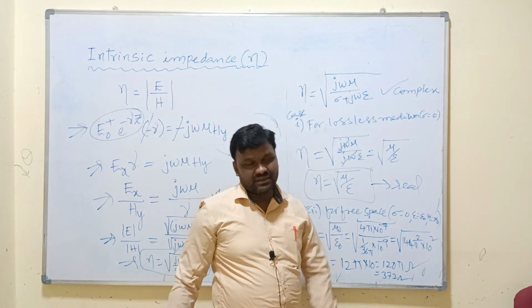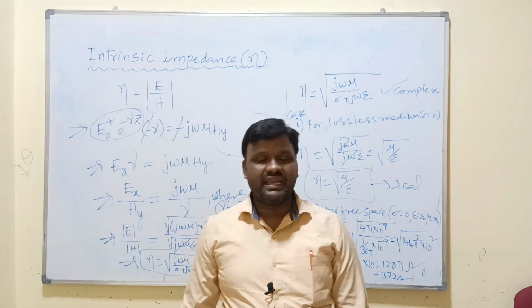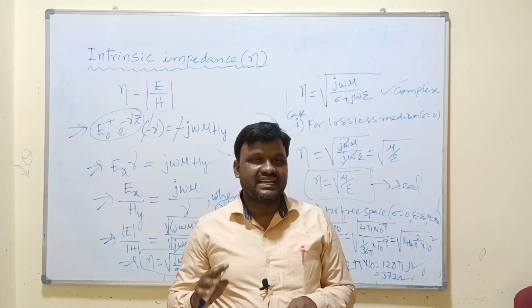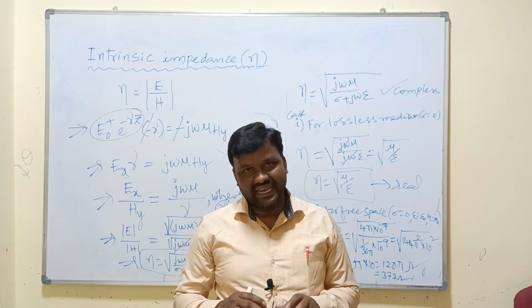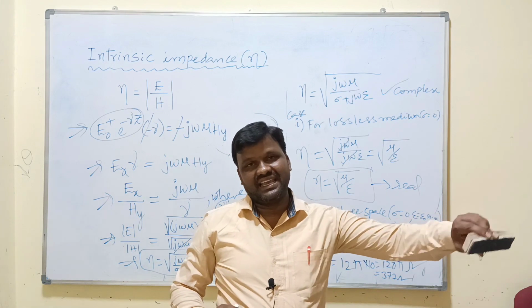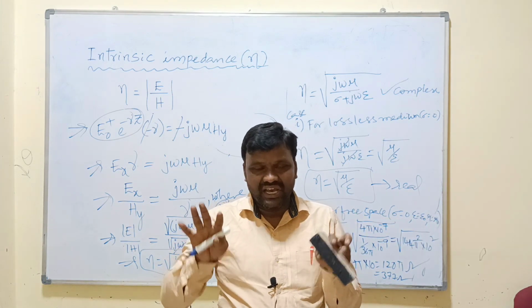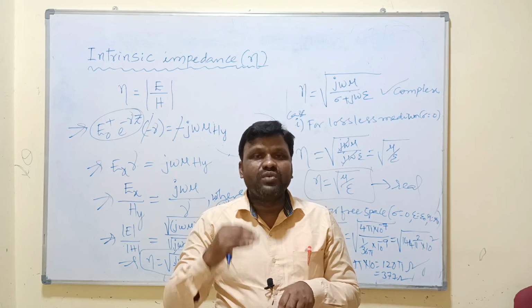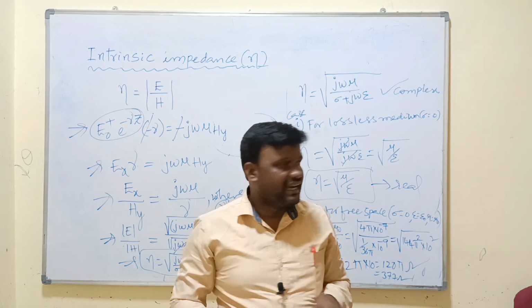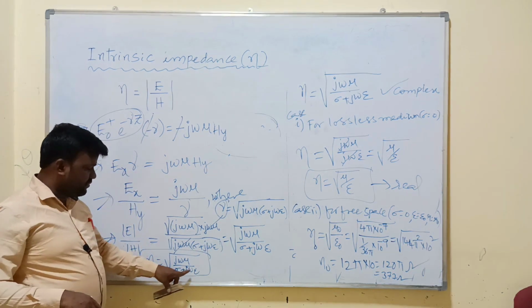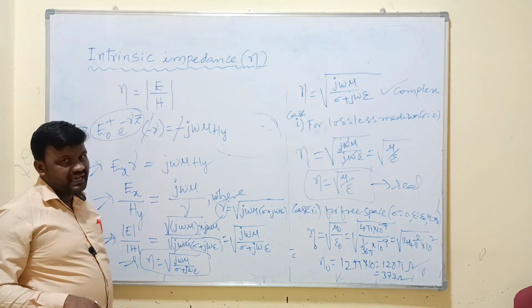And we used one Maxwell equation. That Maxwell equation is del cross E equal to minus dou B by dou t, that is in time domain. In frequency domain, del cross E equal to minus j omega mu into H. We assumed the wave is traveling along z direction, electric field is along x direction, and magnetic field is along y direction. And we have taken only the forward wave case. For that, we got eta value as E by H equal to under root j omega mu by sigma plus j omega epsilon.